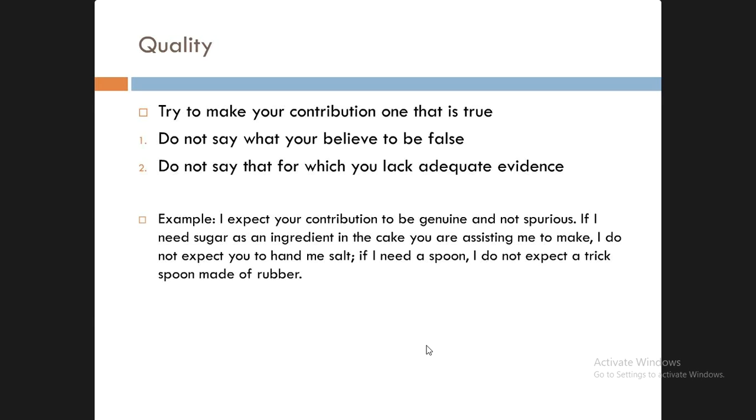If I need a spoon, I don't expect a trick spoon made of rubber. So, for example, if other people are eager to help you, you have to say what must be true. So there must not be a tricky expression or utterance.